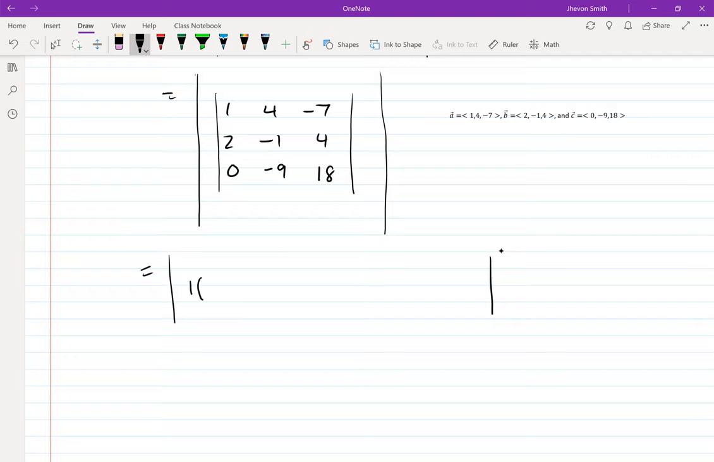So it's going to be 1 times, block out everyone in his row and his column, minus 18 plus 4 times 9. What's 4 times 9? Is that 36? Minus the 4 times, block everyone in his row and his column, it's 2 times 18, which is 36, minus 4 times 0, plus a minus 7 times, block out everyone in his row and his column, minus 2 times 9, that's minus 18, minus 0. Should be 36 here. Okay, I'll take your word for it. And what is that now?